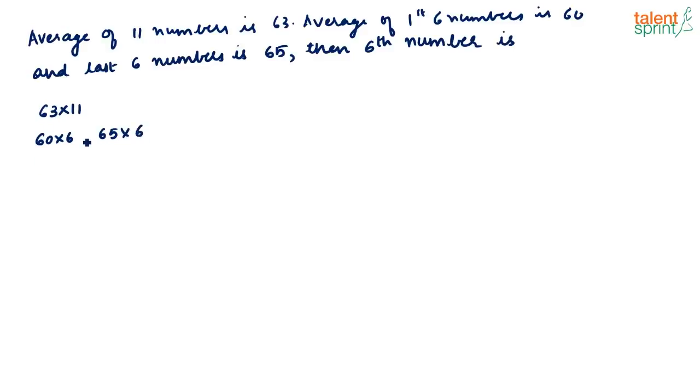But when you are adding these two, what are we doing? We are adding the 6th number twice. So you add these two and subtract 63 into 11 from this, and this will give you your answer. So this is the normal way in which we would solve this question.